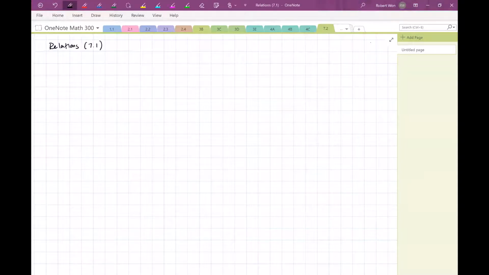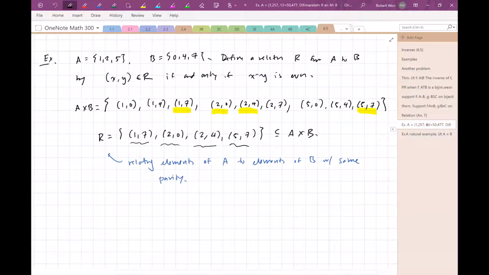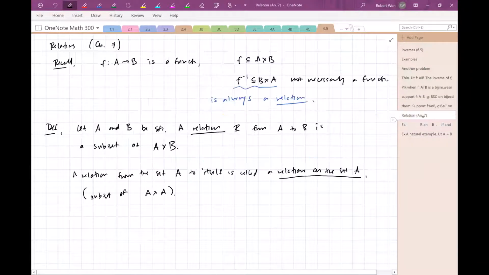Okay, today we're going to continue talking about relations, which, if you recall from last time, a relation is just a subset of the Cartesian product. So if you have two sets A and B, a relation from A to B is a subset of the Cartesian product A cross B.